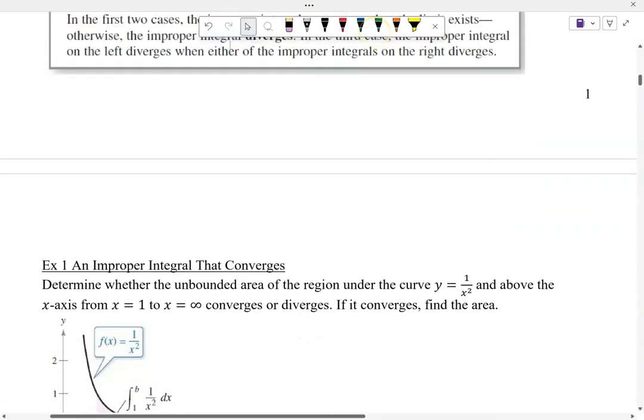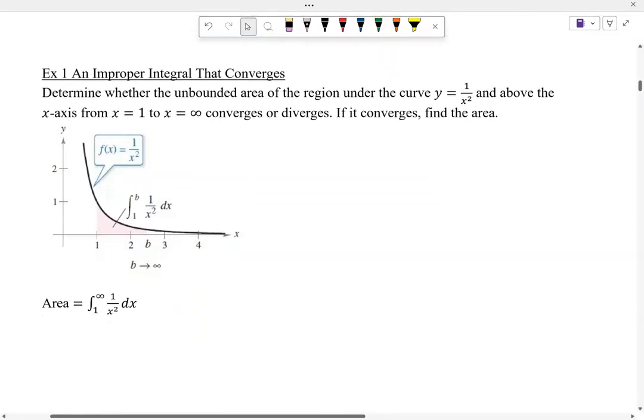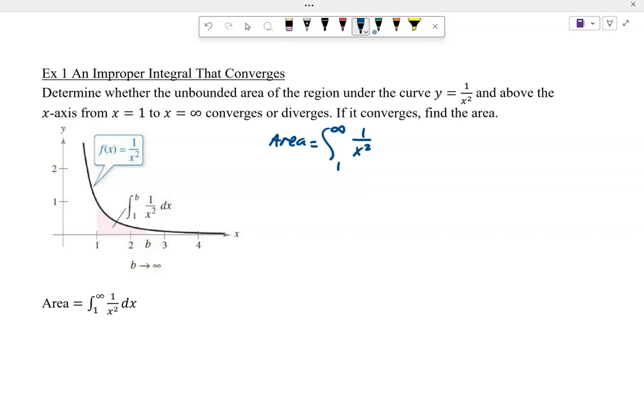All right, it's best to look at an example with this first one. Determine whether the unbounded area of the region under the curve y equals 1 over x squared and above the x-axis from 1 to infinity converges or diverges. So we're trying to find the area from 1 to infinity of 1 over x squared dx.